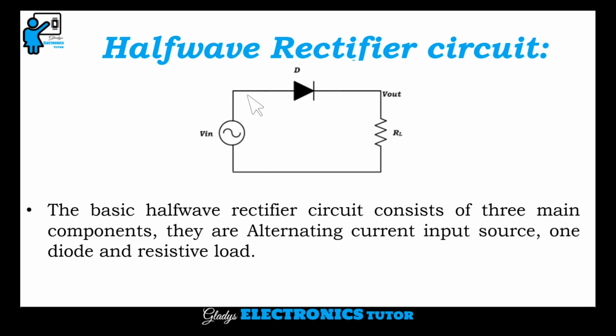So this is the half wave rectifier circuit. So it consists of three main components. They are alternating current input source and one diode and a resistive load.